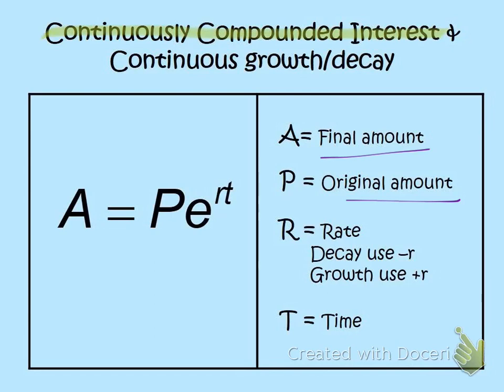Now, we are talking about growth and decay, so we need to be able to reduce amounts and increase amounts depending on what's going on. And the way we do that is, if we're talking about decay or losing numbers or amounts, then we want to use a negative R. And if we're growing, we want to use a positive R. So make sure that you're paying attention to that as well.